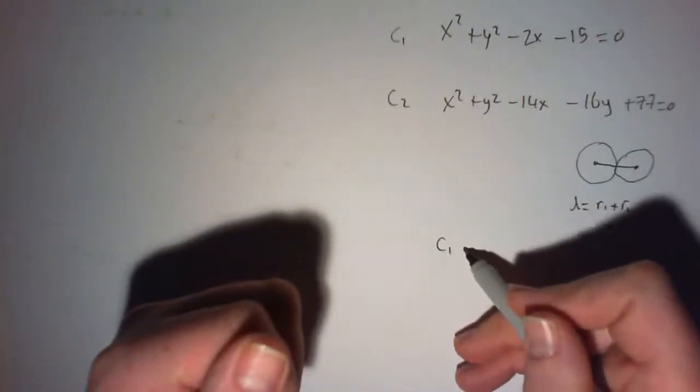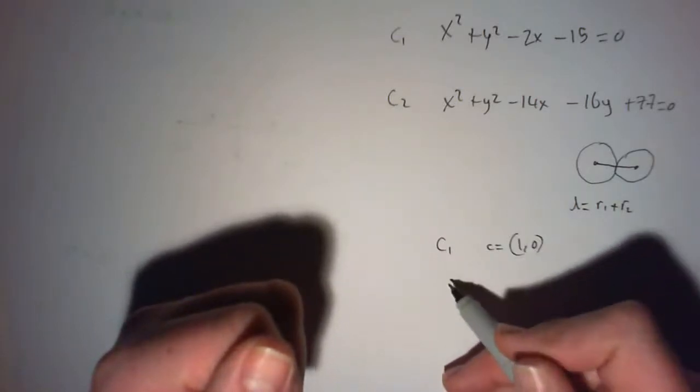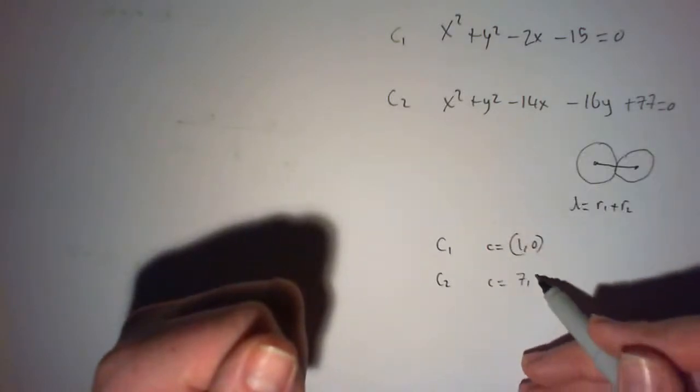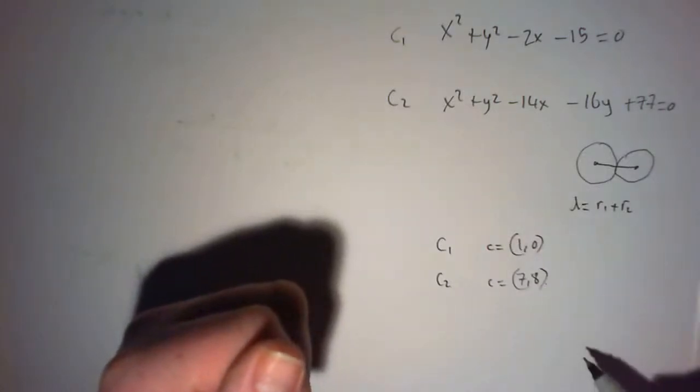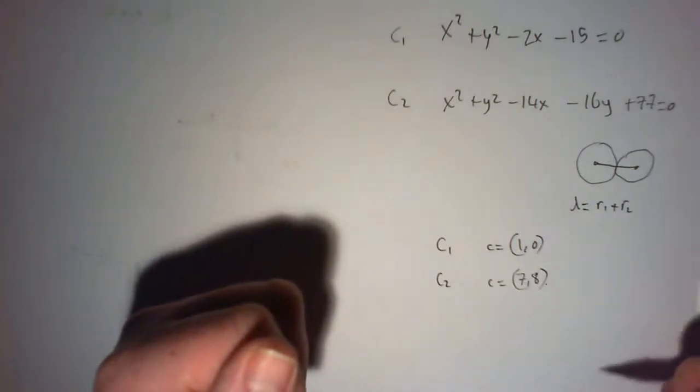So circle 1 has a center equal to (1, 0). Circle 2 has a center equal to (7, 8). Okay, so I've got that information. Now it would be handy if I got the radii.